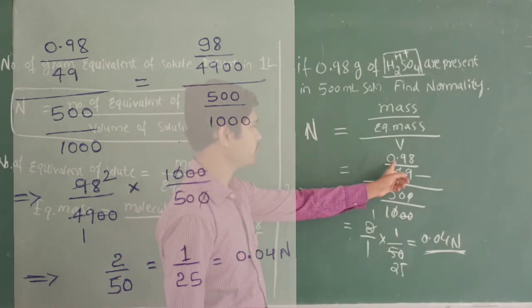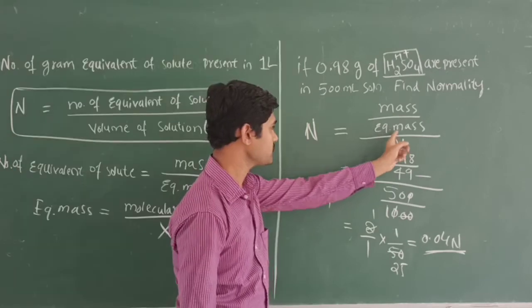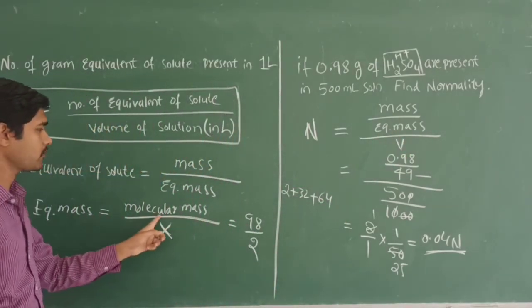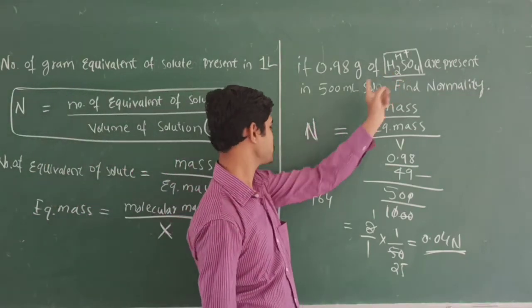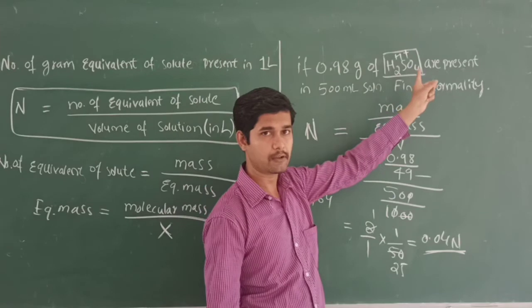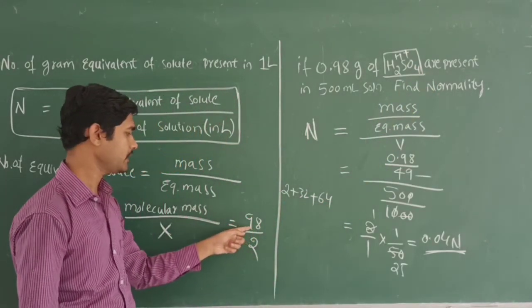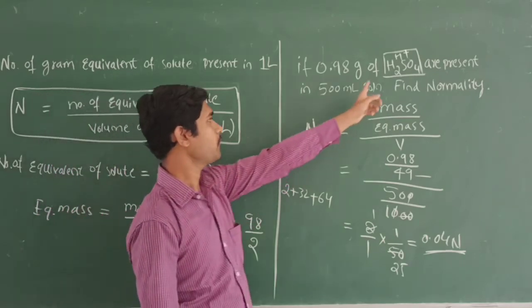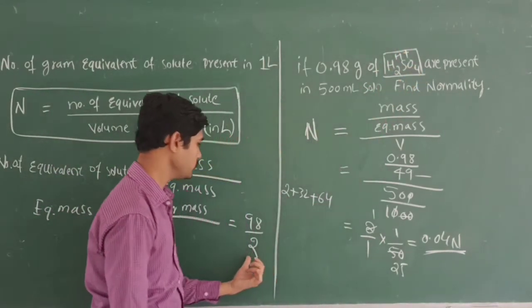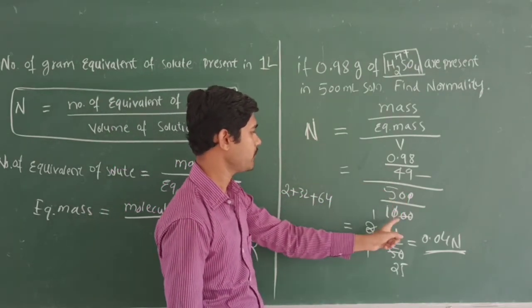Let us go through this once again. 0.98 is the given mass, and the equivalent mass we find by the formula molecular mass divided by X. The molecular mass of H2SO4 is 2 for hydrogen, plus sulfur 32, and oxygen 16 times 4 is 64. When you add these, it becomes 98. X is the number of hydrogen plus ions in this compound, that is 2, so 98 divided by 2 becomes 49. Then we write 49 divided by 500 divided by 1000.